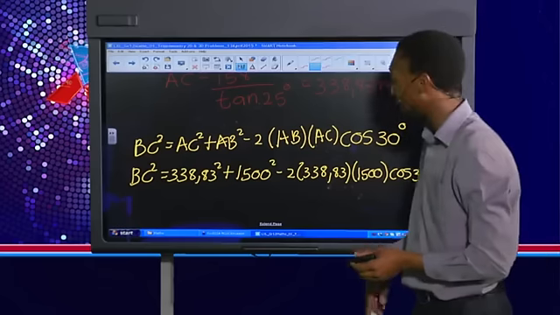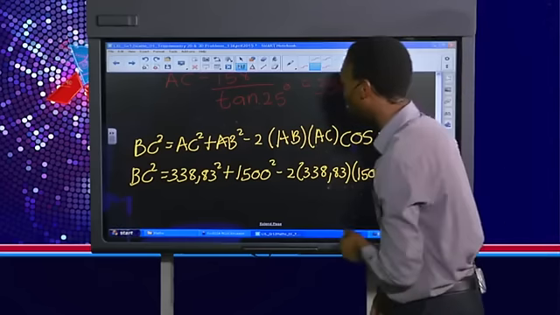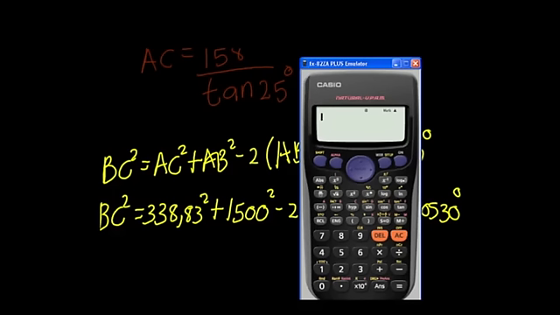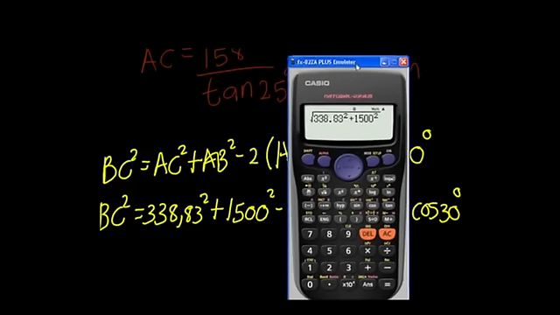Remember, we want BC, so we need to find the square root of all that. So let's bring up our calculators. So there's our square root. It's going to be 338.83 all squared plus 1,500 squared.